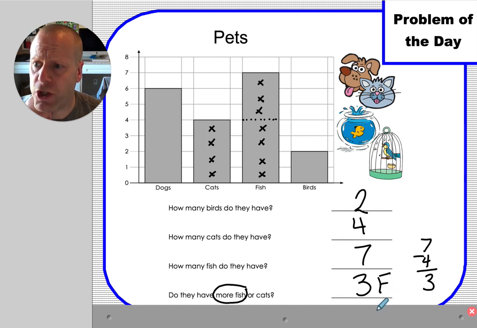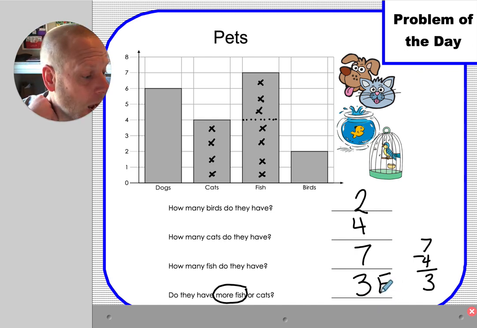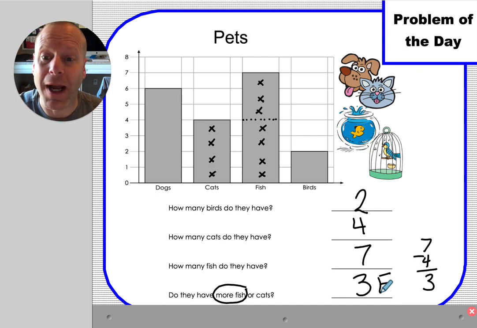3 fish. Hey, you may not know this, but these graphs, they're coming in our next chapter. They're going to be great.